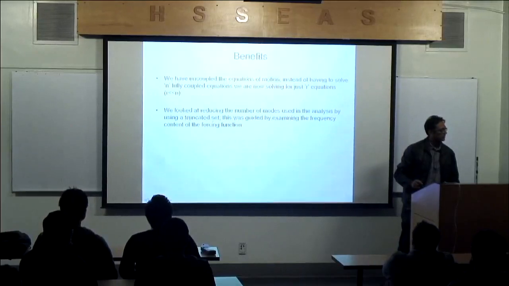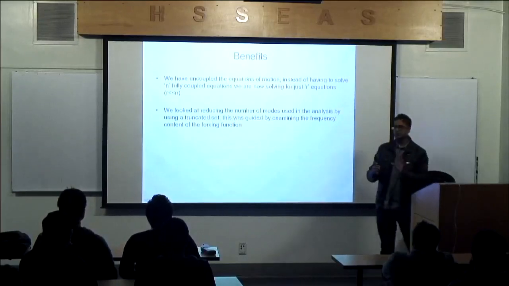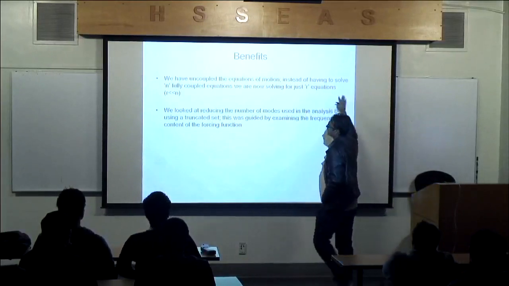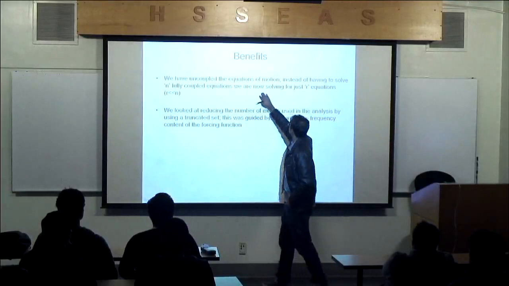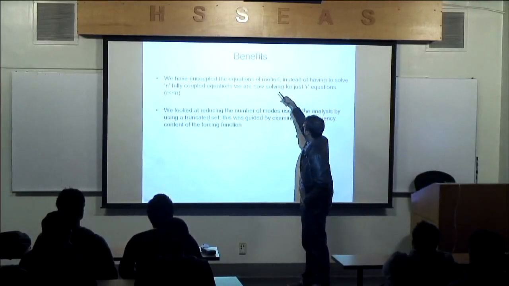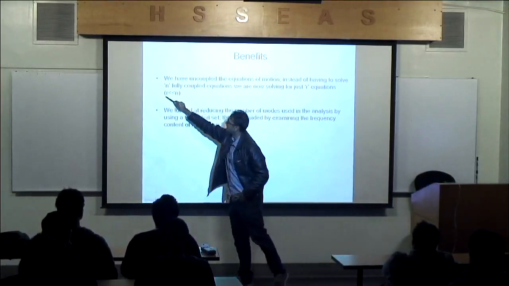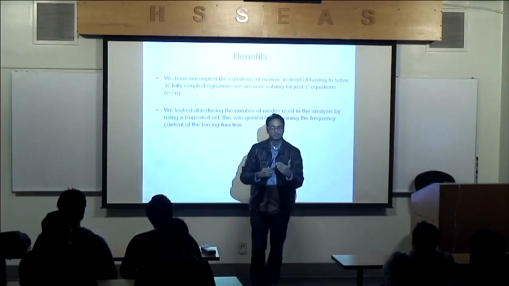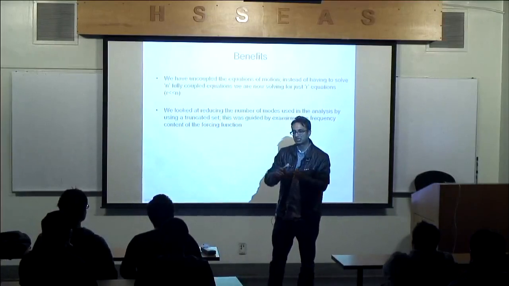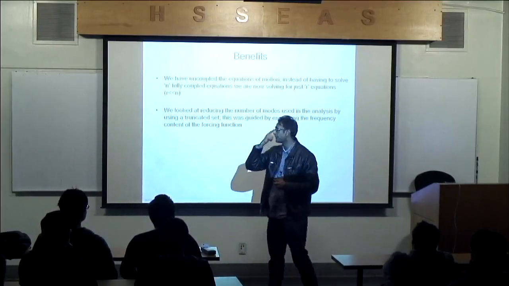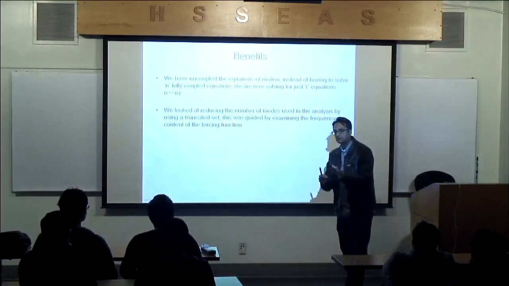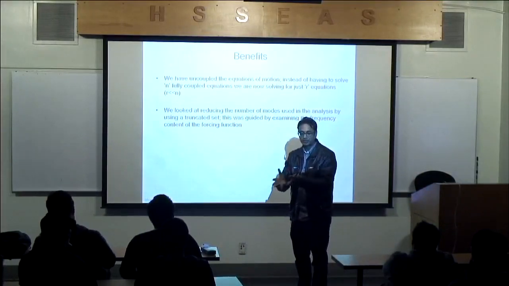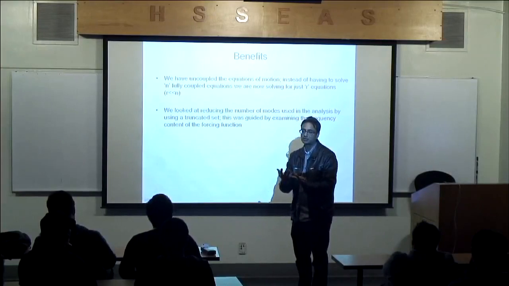Okay, let me just summarize the benefits. We have uncoupled equations of motion instead of having to solve a fully coupled system of equations where the reduced set R could be 10 and N could be 1,000,000. I reduced it. Now the assumption there is a linear combination of these modes, so it works very well for linear systems. Some people do use it for nonlinear systems, but you have to be cautious and you have to understand what you're missing there, right?